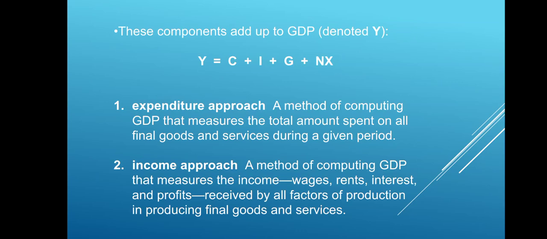We can calculate this GDP by three methods. One of them is the expenditure approach. It's a method of computing gross domestic product that measures the total amount spent on all final goods and services during a given period. Income approach. It's a method of computing GDP that measures the income, wages, rent, interest, and profits received by all factors of production in producing final goods and services.